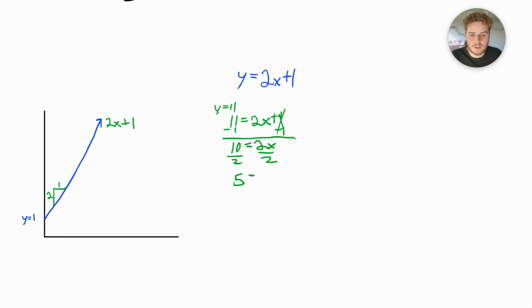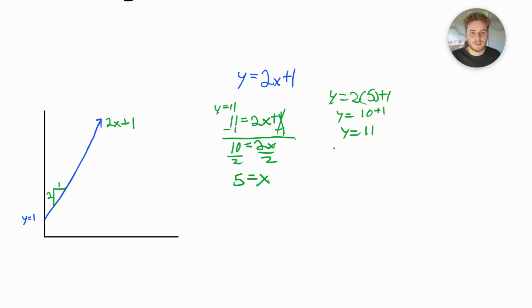We have that 5 equals x. So this means that an input of 5 for x gives us an output of 11 for y. And we can just plug that back in to check quick. Let's say we have y equals 2 times 5 and then plus 1. 2 times 5 is 10. So plus 1, and that does come out to y equals 11.